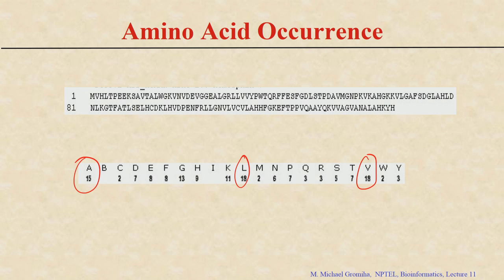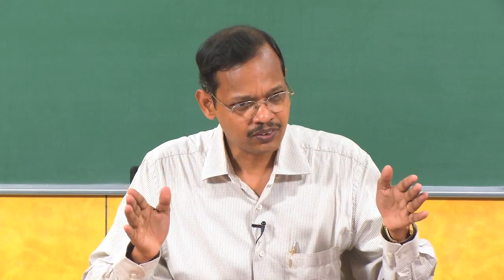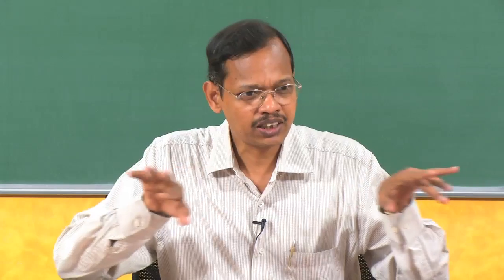There are some amino acids which are rarely occurring. For example, cysteine only 2 times, tryptophan 2 times, and in this case methionine also 2 times. So, if you consider several sequences, you can see the variation in the patterns.